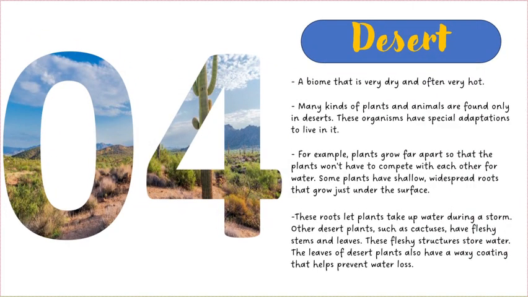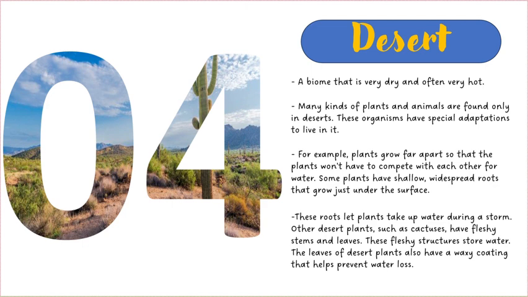Number four, desert. A biome that is very dry and often very hot. Many kinds of plants and animals are found only in deserts. These organisms have special adaptations to live in it. For example, plants grow far apart so that the plants won't have to compete with each other for water.